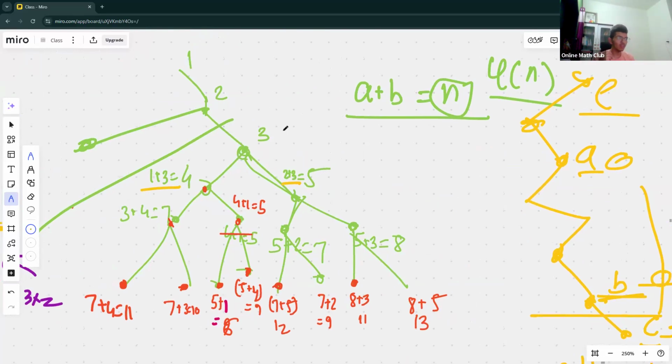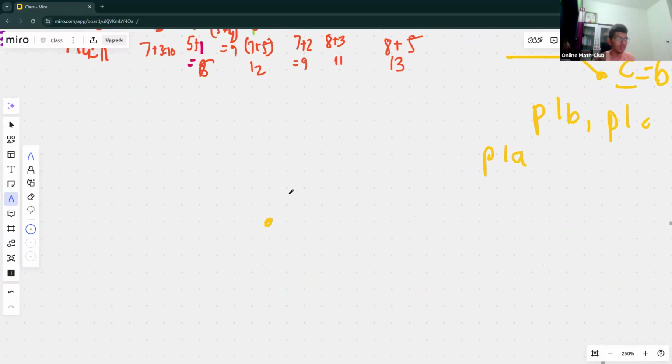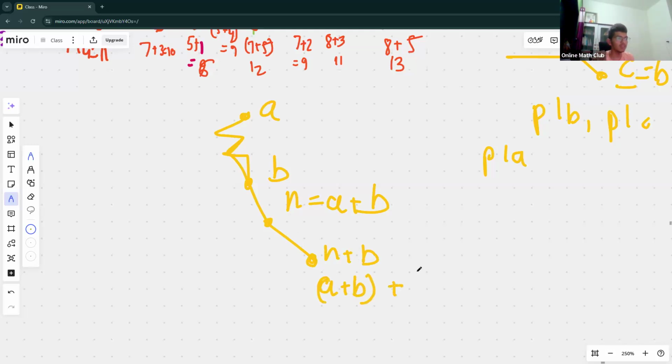The better way to visualize and understand what is going on: suppose we have some number n which is a plus b. What does this mean? There's b here and a is somewhere here. A can have no staircase at all or some large staircase. Now if you go here, that is n plus b, which is a plus b plus b. Or you go here, following the staircase pattern again, so this will be n plus a, which is a plus b plus a.